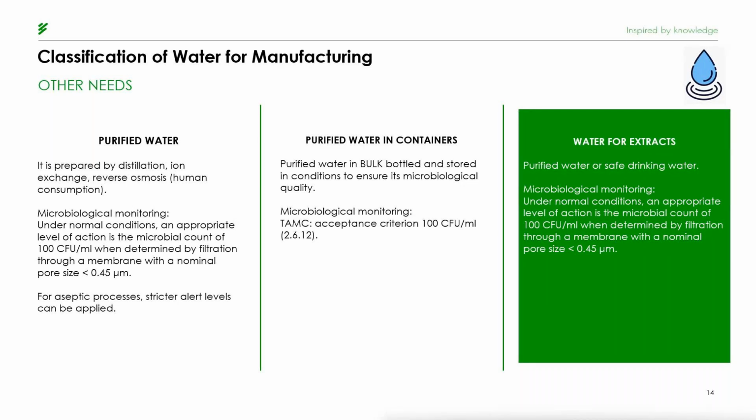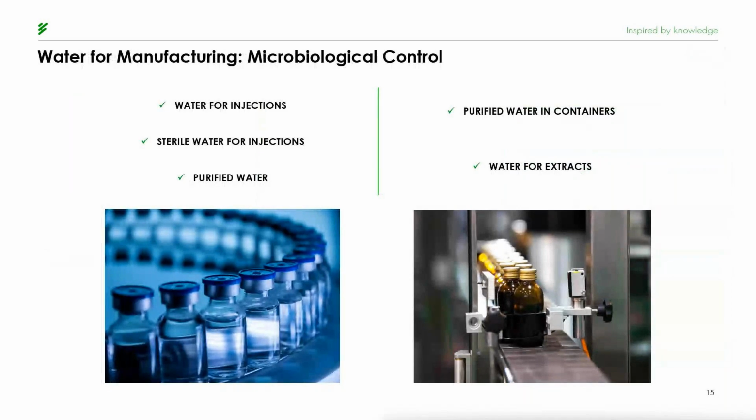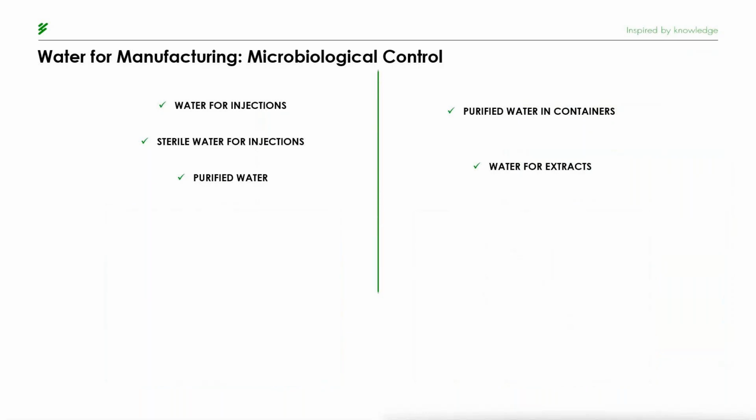In past editions of this document, the European Pharmacopoeia, another classification was included for water for manufacturing, that is the highly purified water, which was indicated for the preparation of medicinal products in which a high biological quality was required. However, it has since been eliminated because it had the same microbial monitoring as the one indicated for water for injections. So let's continue with the microbiological control depending on the type of water that we've seen.